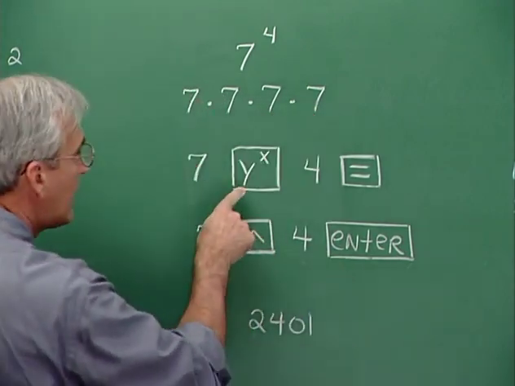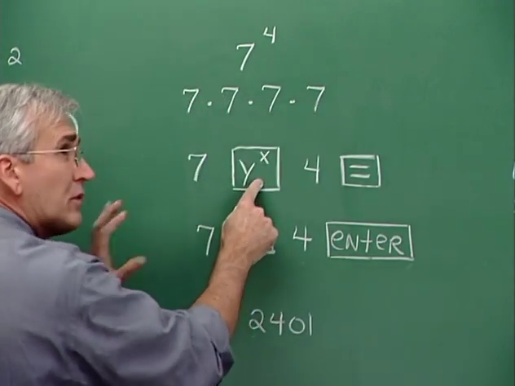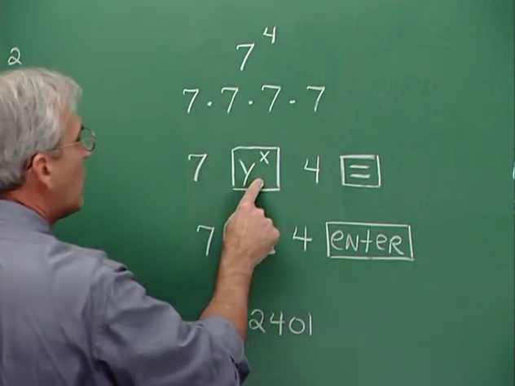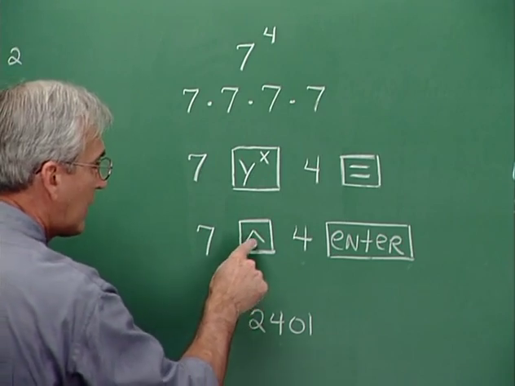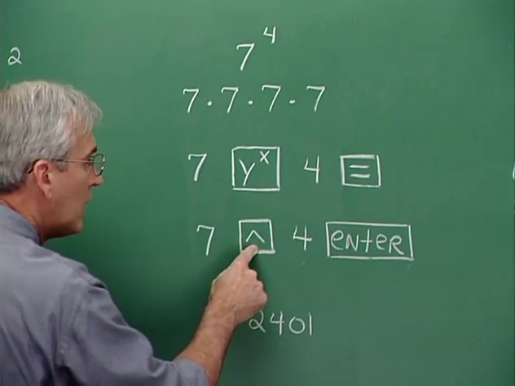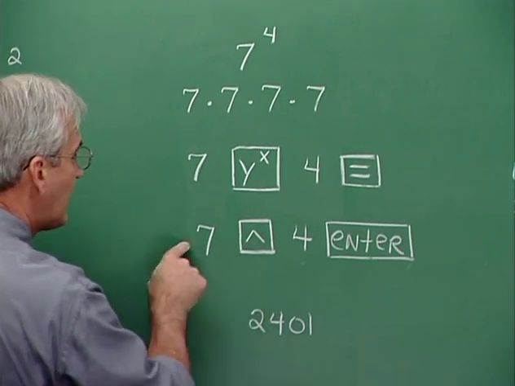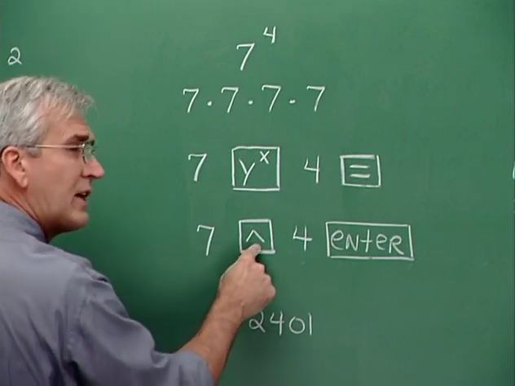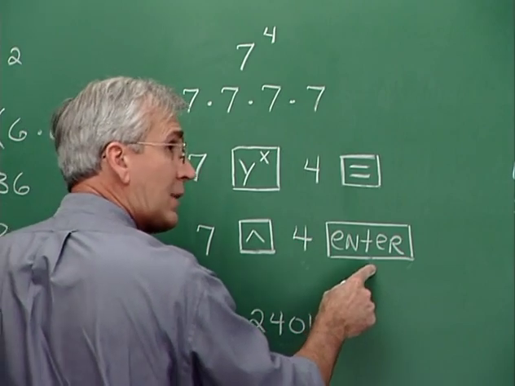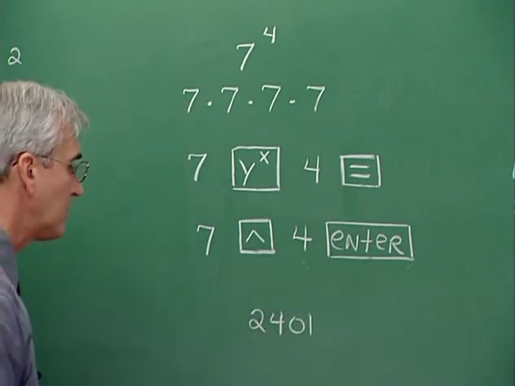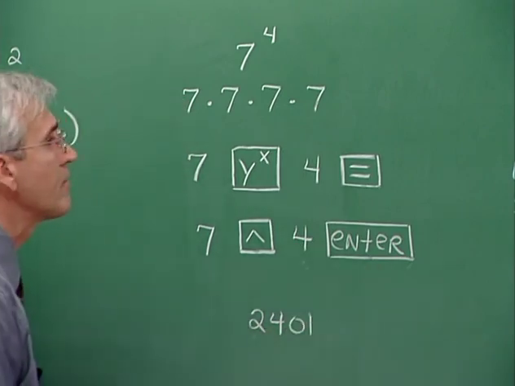Now on some calculators, that button for using the exponent notation is y to the x. On other calculators, namely graphing calculators, it looks like an up arrowhead, kind of like this. So it's 7, and then this button says enter the exponent. You enter that exponent, then press enter, and we get our answer. It turns out to be 2,401.